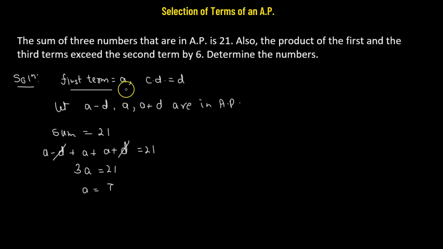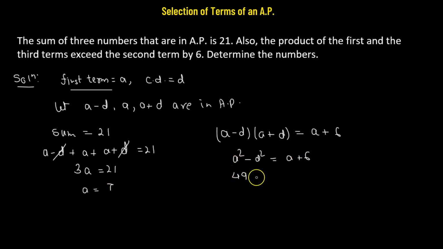Now that we have the value of a, we will use the second fact as given here, the product of the first term and the third term, or the last term, is going to exceed the second term, which is a, by 6. So we have a minus d times a plus d, so that's a squared minus d squared. This value equals a plus 6. Since we have already obtained the value of a, we have 7 squared, which is 49, so 49 minus d squared equals 7 plus 6, that's 13.